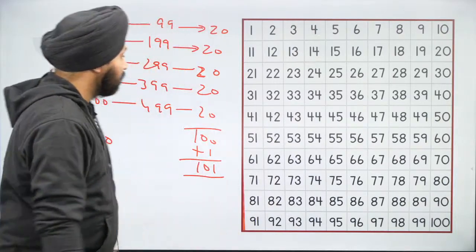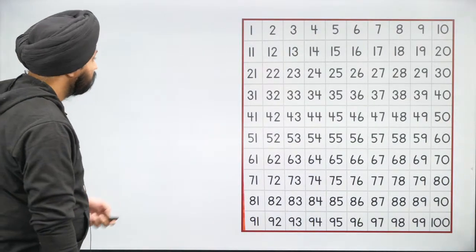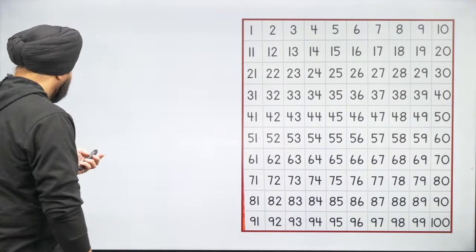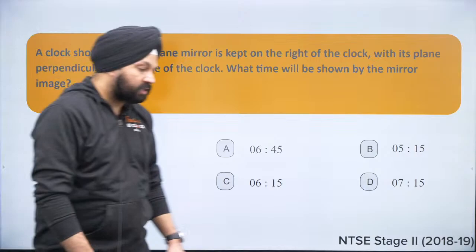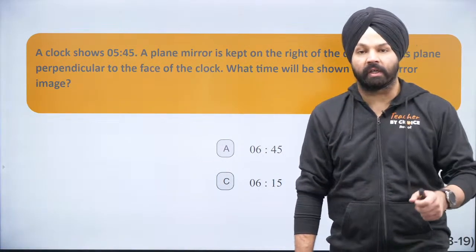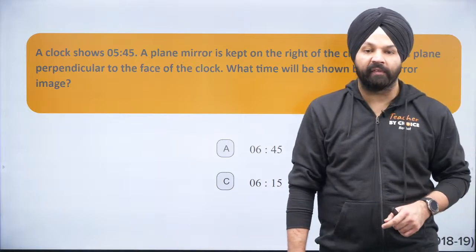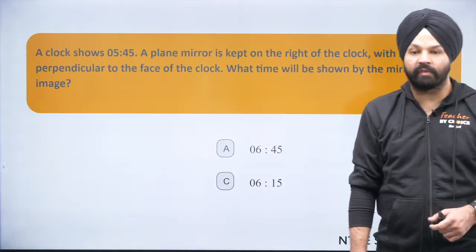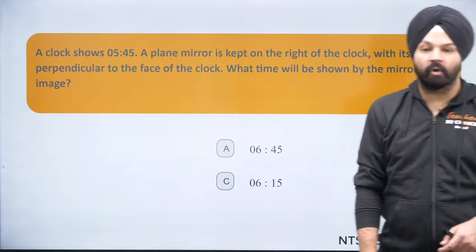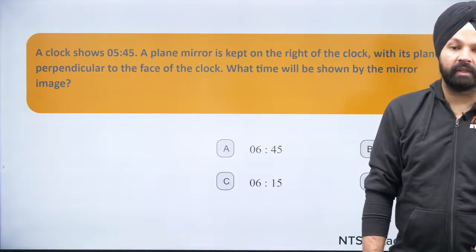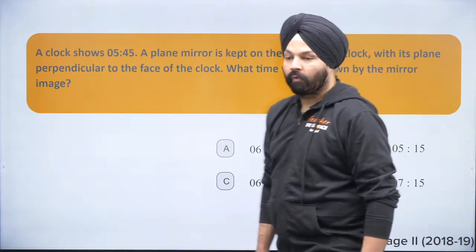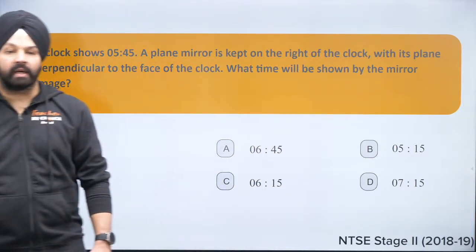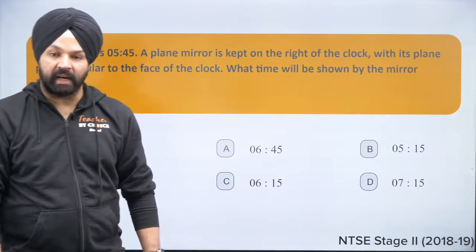Okay, we are moving on to the next question now. Please have a look. Okay, let's move on to the next question. Now the next question says, oh, this is in concern to clocks, and it is again one of the important questions with a shortcut. The question says a clock shows 5:45. A plane mirror is kept on the right of the clock with its plane perpendicular to the face of the clock. What will be shown by the mirror image? Mirror image क्या time दिखाएगा? Now the original time you can see is 5:45, and the options are.